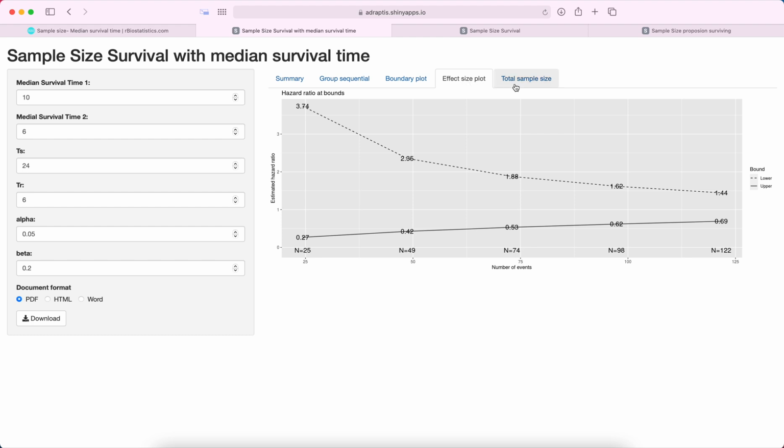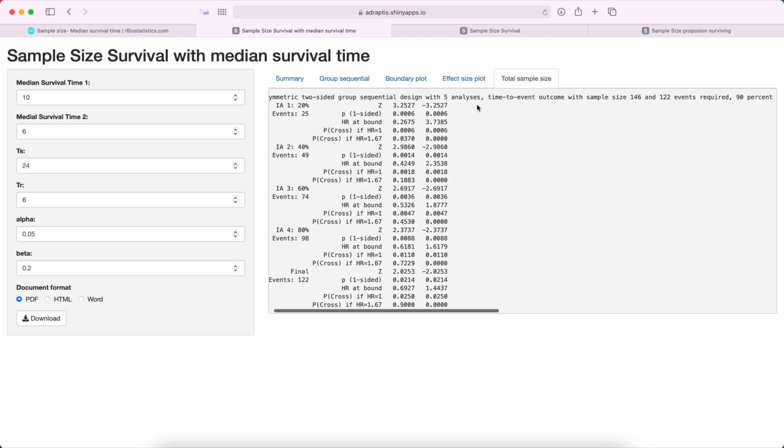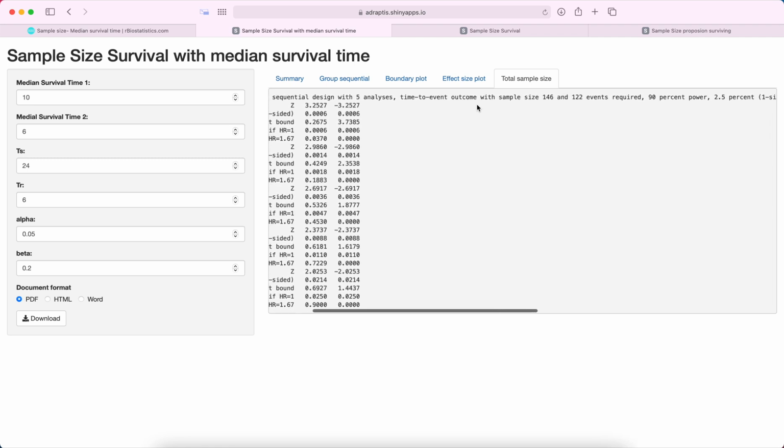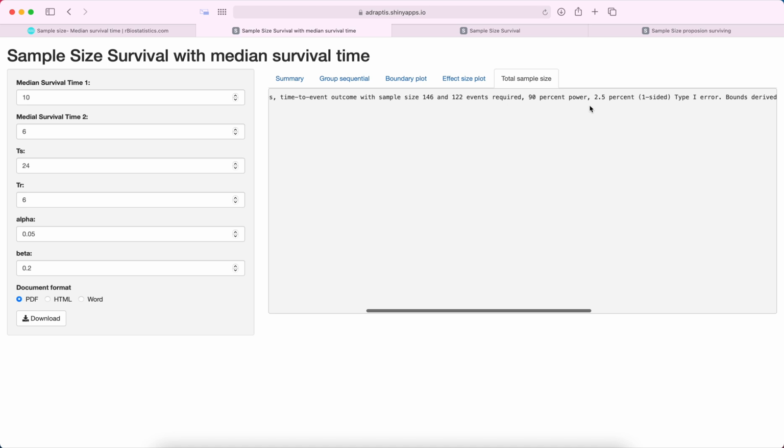The important thing to note is that you want to go to total sample size. And this would say that a symmetric two-sided group sequential design to perform five rounds of analysis. And this has calculated a required sample size of 146 participants with 122 events required, giving you the power and alpha value, or the type 1 error rate, that you had previously selected.